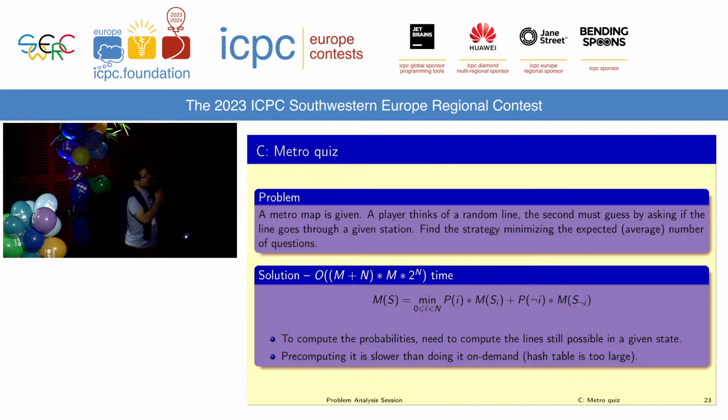There was one trick, which was that pre-computing all the probabilities is actually slower than doing it on demand, unless implemented very efficiently. I saw it once, because the hash table becomes way too large. That's it.